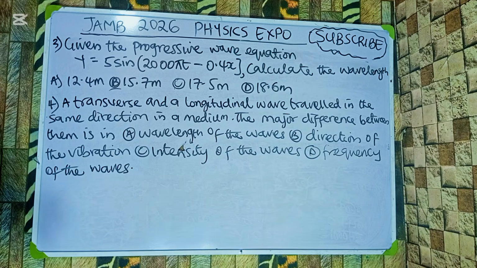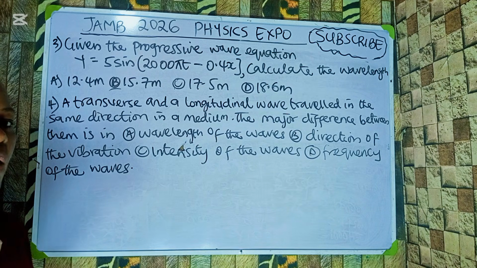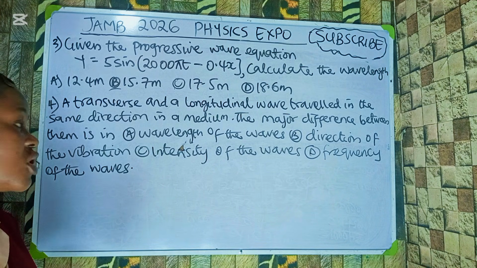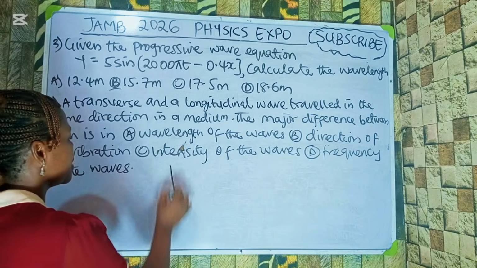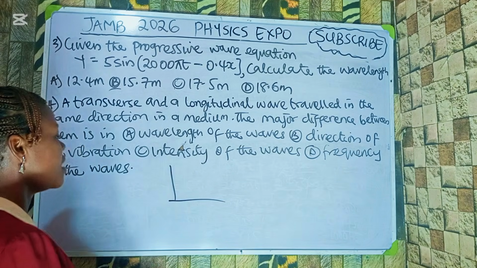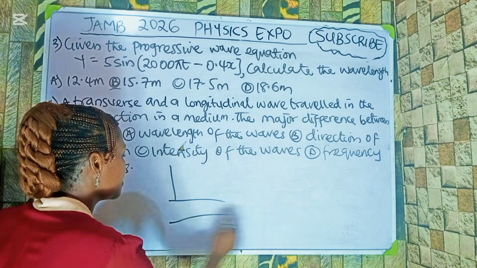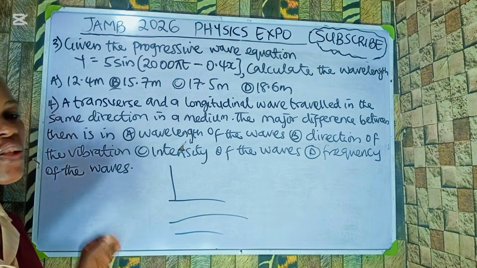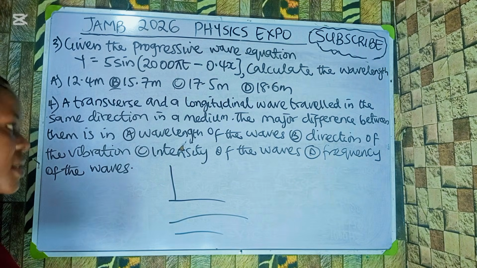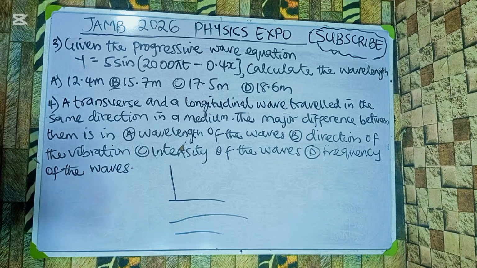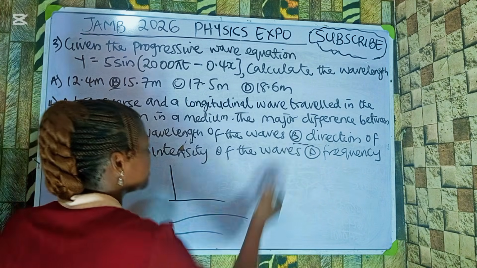Then you must understand that transverse waves travel in a direction perpendicular to the vibration of the medium. Perpendicular means this way, right? This is perpendicular, okay? Now for longitudinal waves, they travel in a direction parallel. So this is parallel. Okay, so the only factor that brings difference between the two waves is the direction of vibration, which is option B.